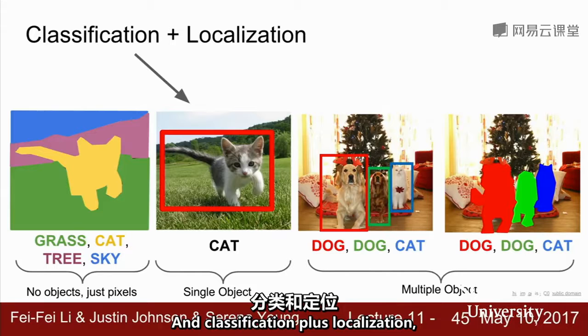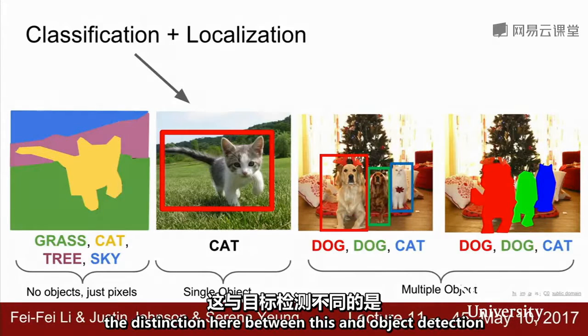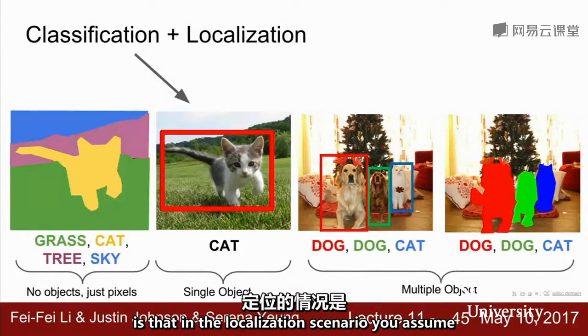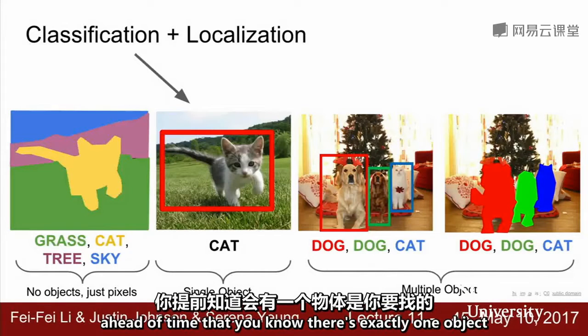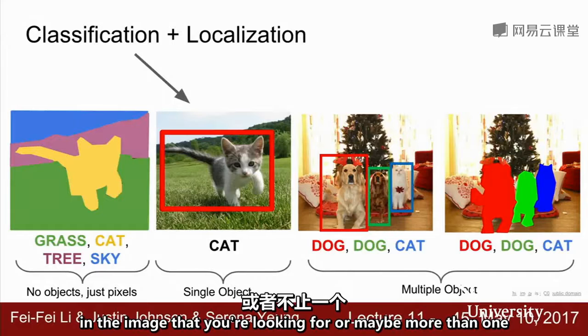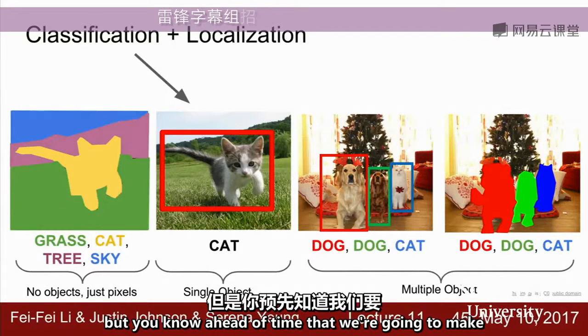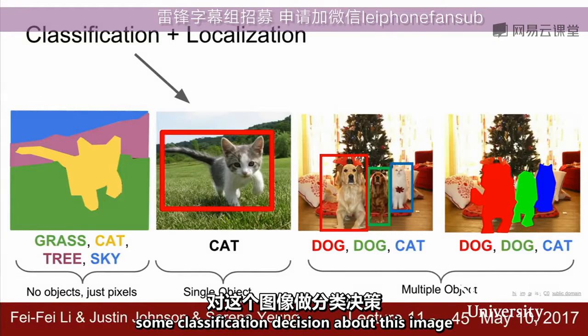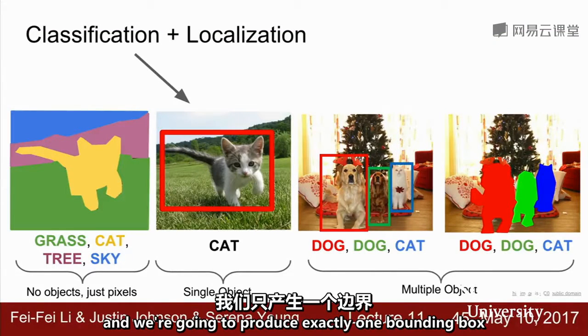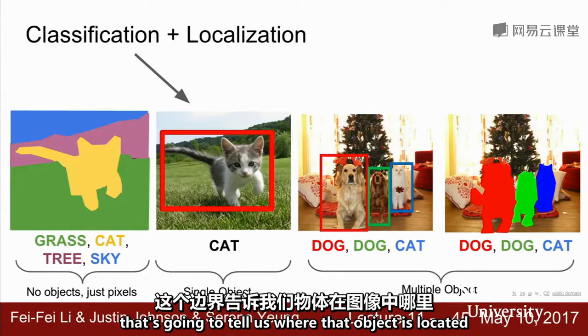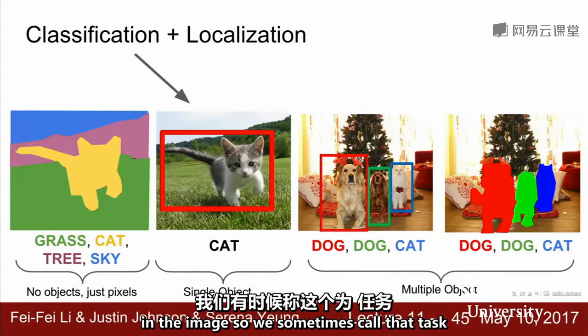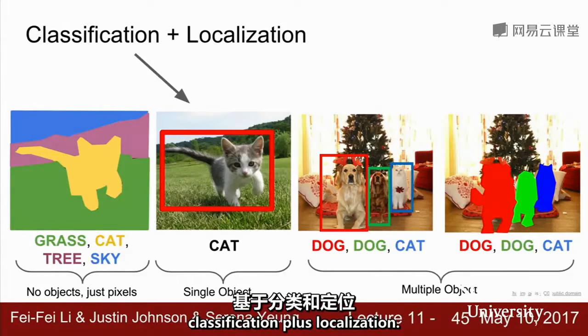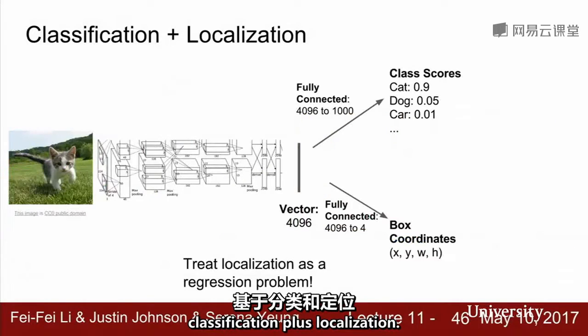And the distinction here between classification plus localization and object detection is that in the localization scenario, you assume ahead of time that you know there's exactly one object in the image that you're looking for, or maybe more than one. But you know ahead of time that we're going to make some classification decision about this image, and we're going to produce exactly one bounding box that's going to tell us where that object is located in the image. So that's that. We sometimes call that task classification plus localization.